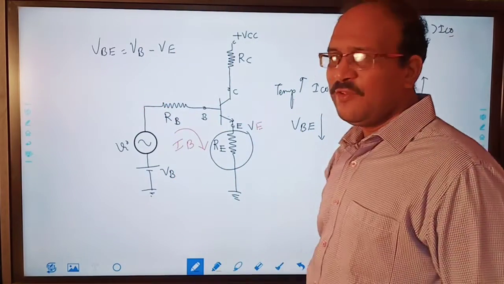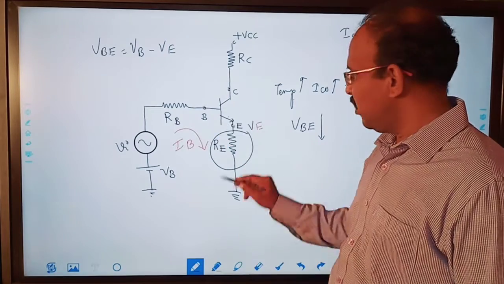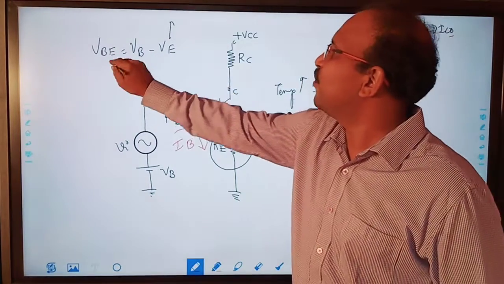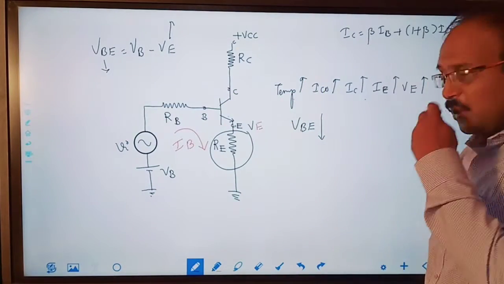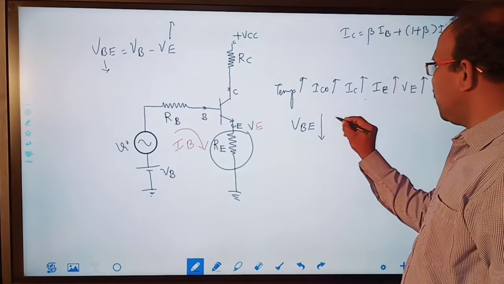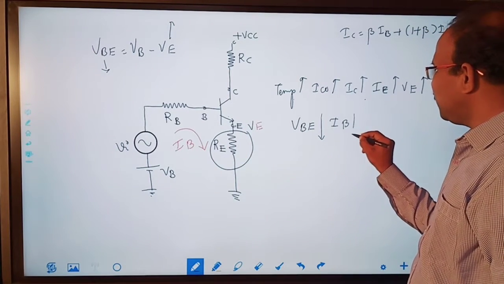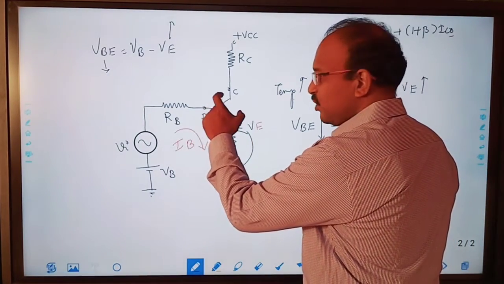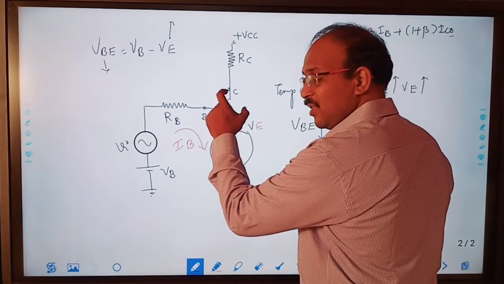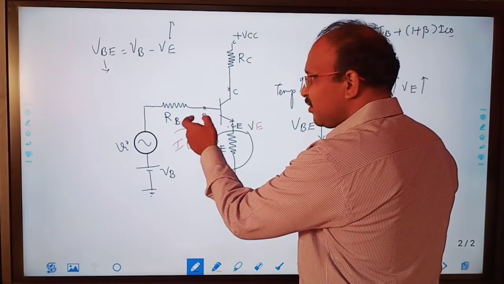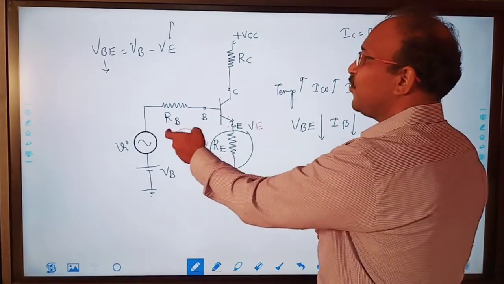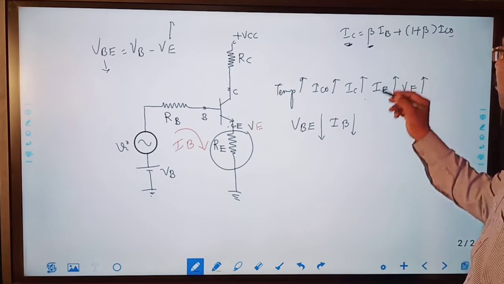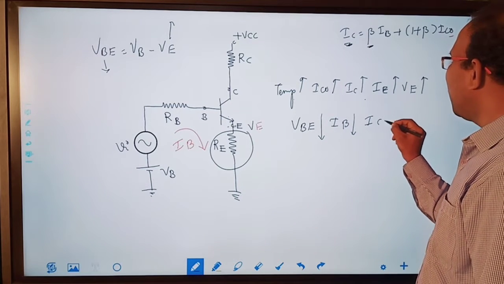Okay, if VB is stable and somehow this VE is increasing, the subtraction increases, so VBE will decrease. Because of decreasing VBE, IB will decrease. As I told, if the voltage across the diode, that is base to emitter, decreases, the current through the diode will decrease. So IB will decrease. And you know the relation of IB and IC? They are directly proportional. IB decreases, then IC will decrease.